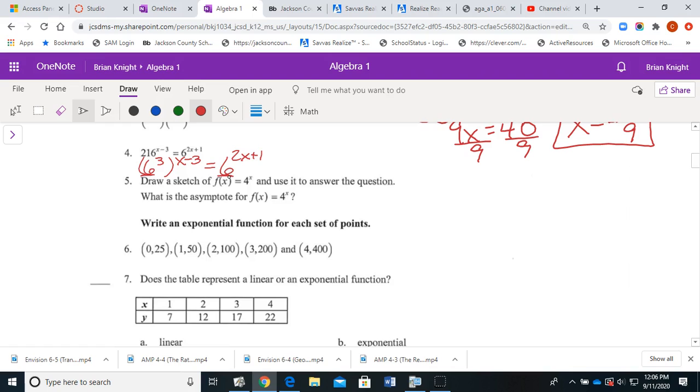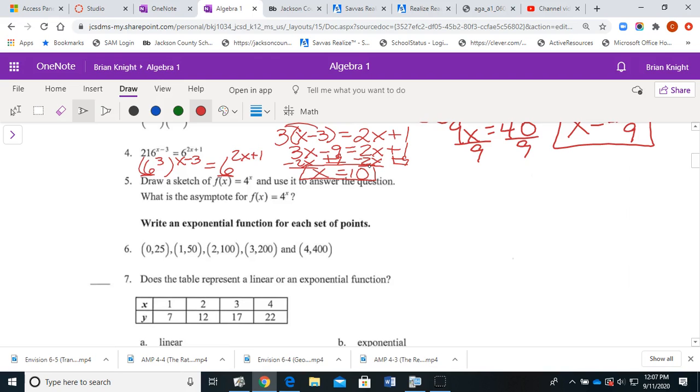A power to another power, what do we do with the exponents? Multiply. So this was 3 times x minus 3 has to equal 2x plus 1. And we distribute that out. 3 times x is 3x. 3 times negative 3 is negative 9. Equals 2x plus 1. Subtract our 2x over. We get x. Add our 9 over. We get 10. Okay? Number 4 is 10. We get it right? Yes. That's what it has on the answer sheet. So, everybody good?